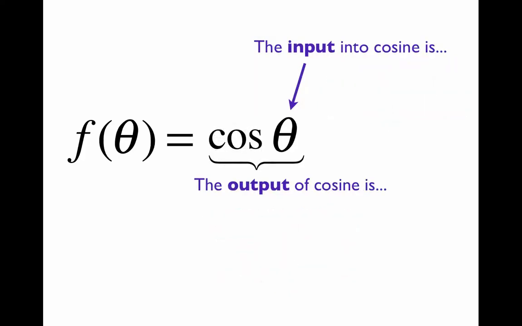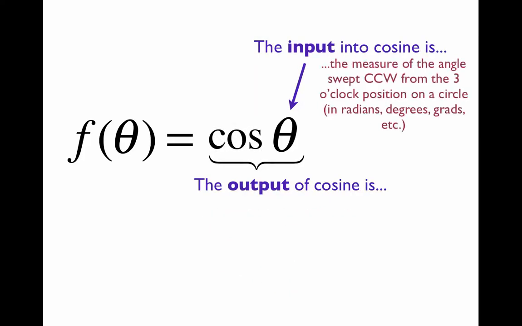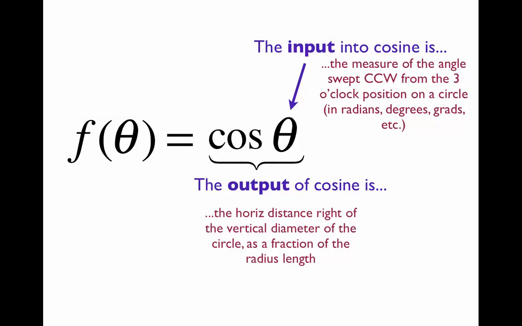Okay, cosine. The input is exactly the same. What's the output of cosine? Let's see. Eric. The horizontal distance to the right of the vertical diameter as a fraction of the radius. Right, good. Horizontal distance to the right of the vertical diameter as a fraction of the radius length.